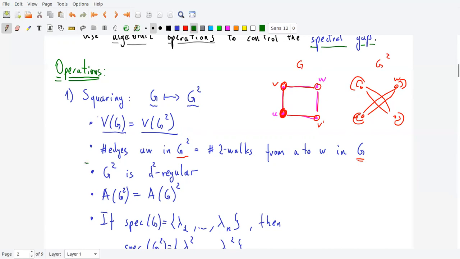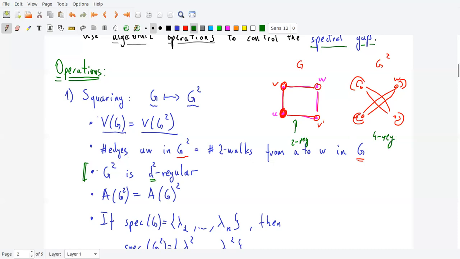First of all, it's easy to see that if I have a graph that is D regular, then the square is D square regular. Because if I start at any vertex U, how many walks of length 2 can I implement from it? I have D choices for the first edge to go through, and then another D choices independently for the second edge. So the graph is now D square regular. Here this was 2 regular, and this is 4 regular, as it should be.